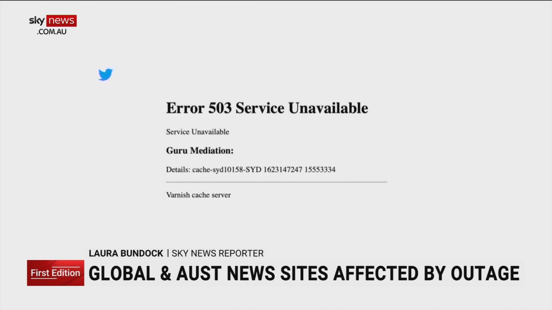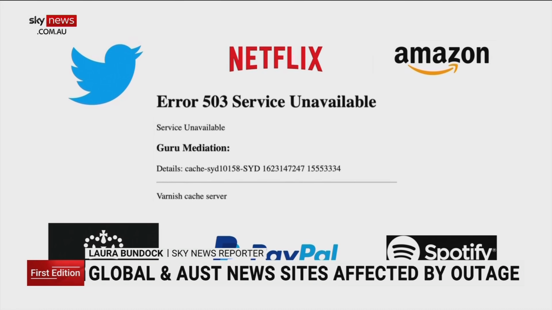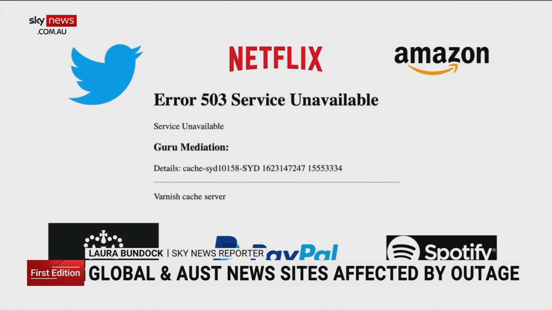Websites across Australia and the globe went down overnight after a major internet outage. It appears to have been caused by an issue at the American content delivery service Fastly. Computers around the world said no. Dozens of websites went down as an online outage caused major digital disruption.